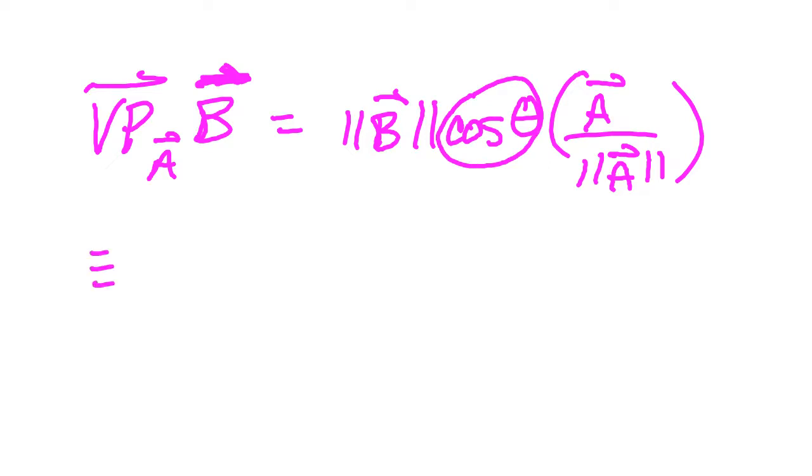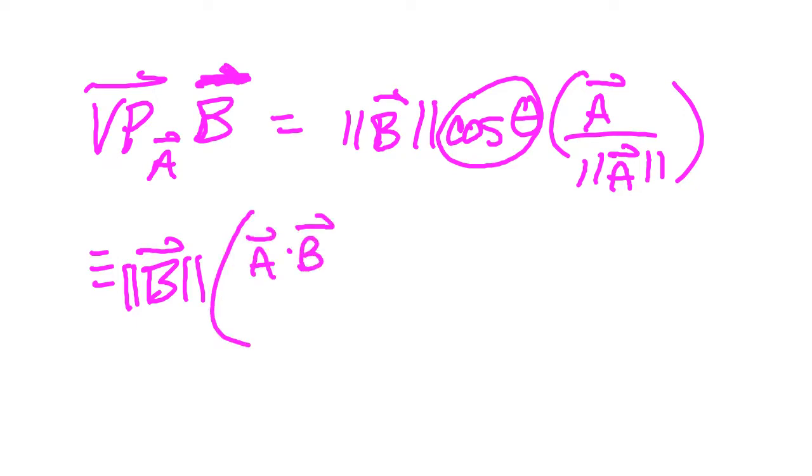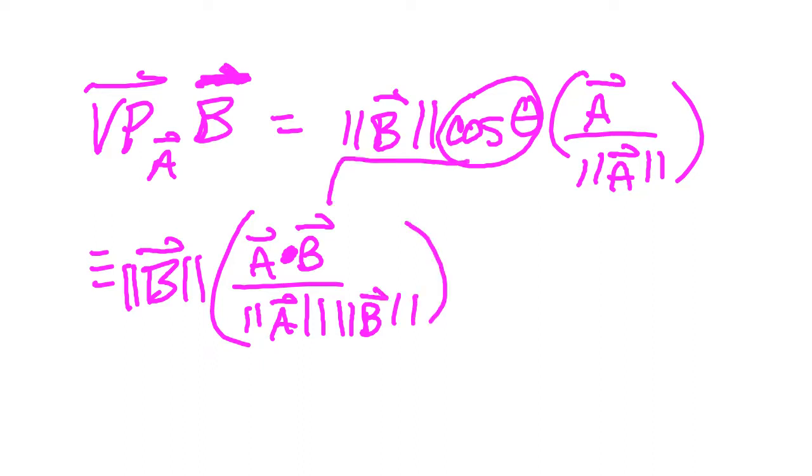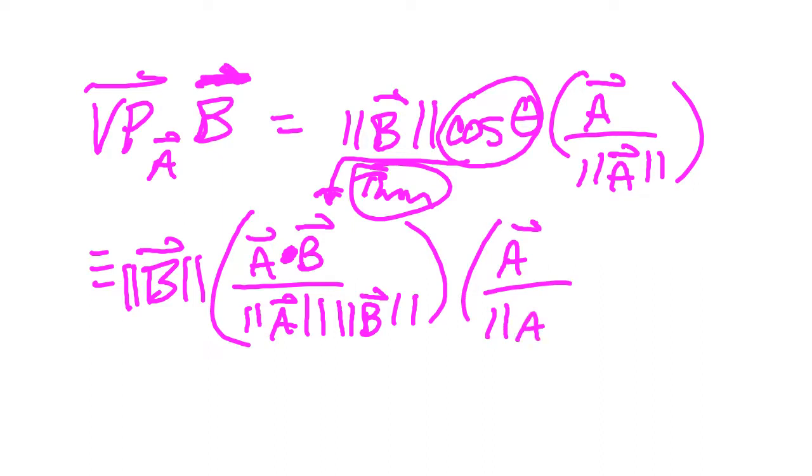So this is going to be equivalent to B vector, the norm of B vector, times, instead of cosine theta, A vector dot B vector over the norm of A vector times the norm of B vector. So cosine of theta by a theorem equals what's in parentheses there, and then times the unit vector in the same direction of A, which is A vector over the norm of A vector. So let's see what this ends up being.